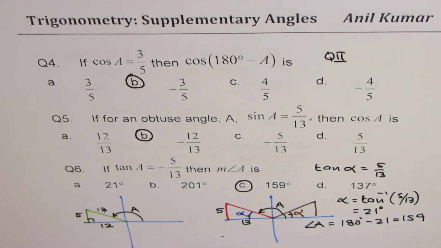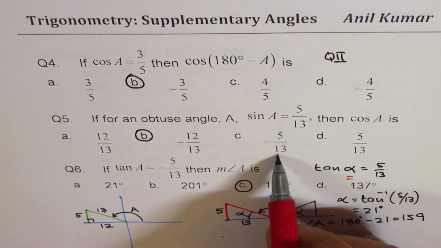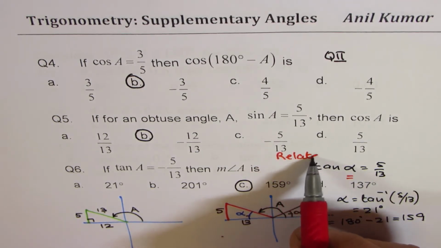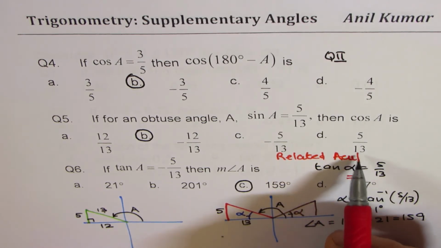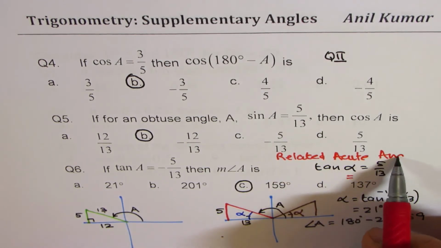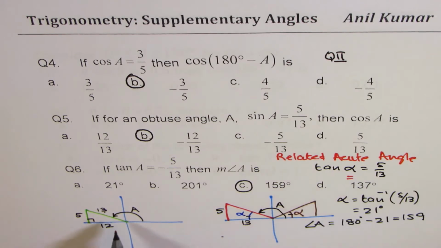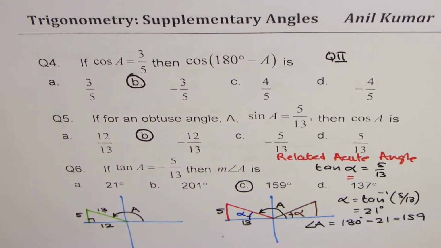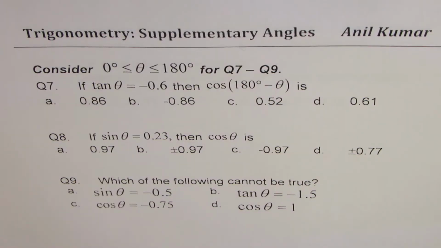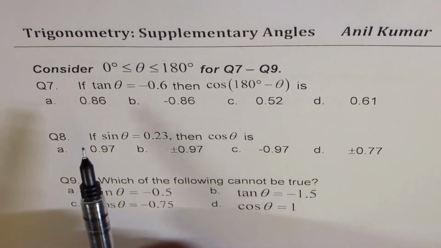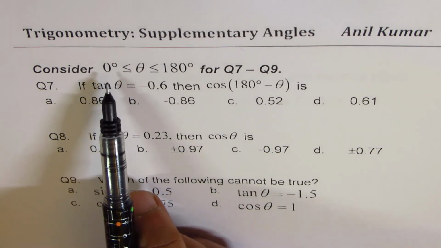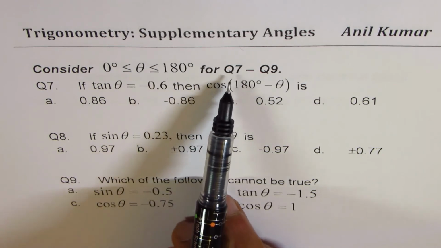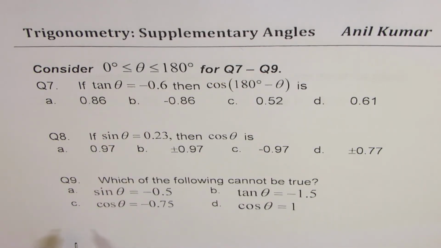So note, the first step here is to find the related acute angle. We call this the related acute angle. And then find the principal angle. Okay, let's move on. Now let's do question number 7 to 9. Consider theta to be between 0 to 180 degrees for question number 7 to 9. You may pause the video, copy questions, answer, and then look into my suggestions.